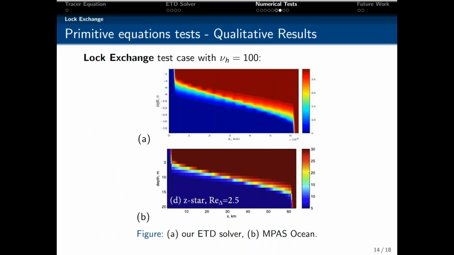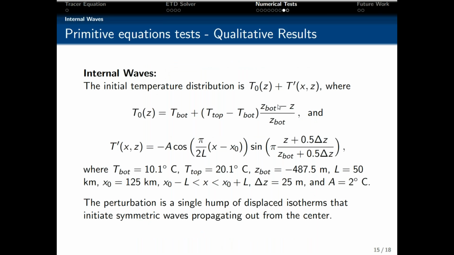And here you can see our result considering a horizontal viscosity of 100 compared to a result obtained with Ocean. I just want to point out that in our result A, we use a third order upwinding scheme for the horizontal advection. Then the second test case for the primitive equations is the internal waves. The initial condition is just a single hump of isotherms that initiates symmetric waves that propagate out from the center.